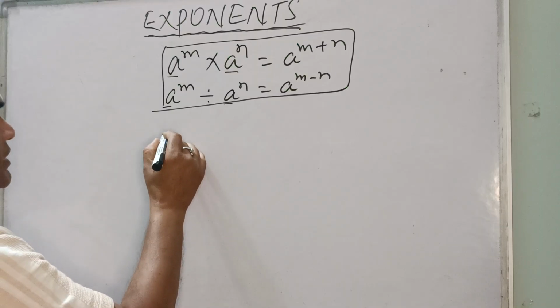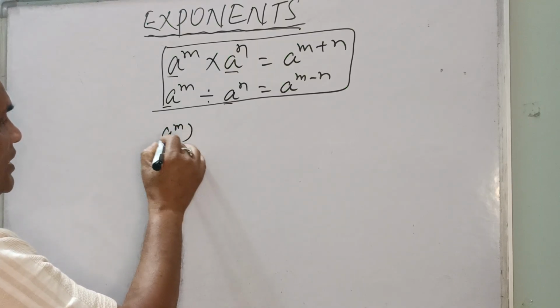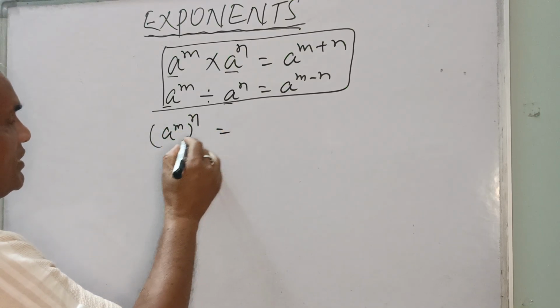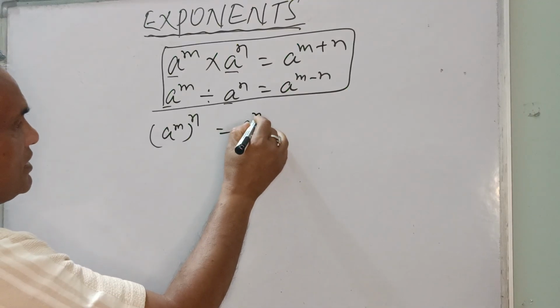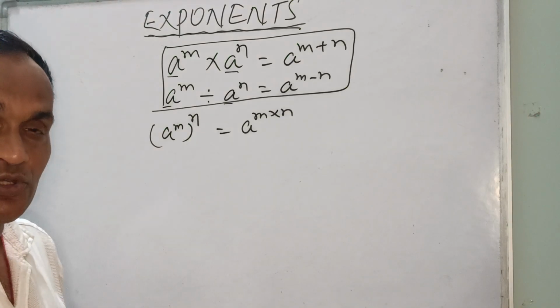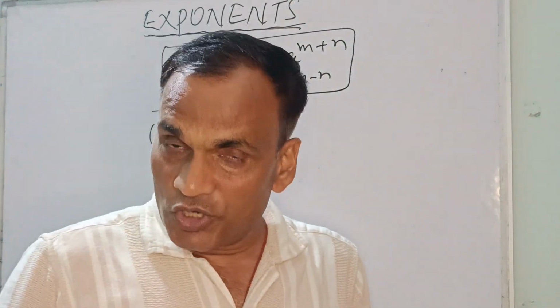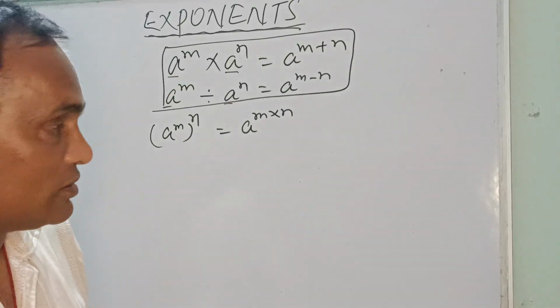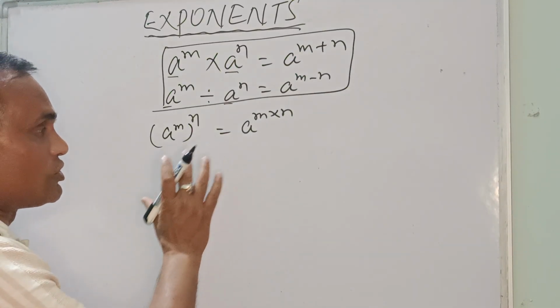Another rule we'll see: if we have a to the power m and then to the power n, then we multiply the powers, that is a to the power m into n. This is another rule. These are thumb rules that you have to follow. You have to solve like this only. So now we'll see examples of these questions.